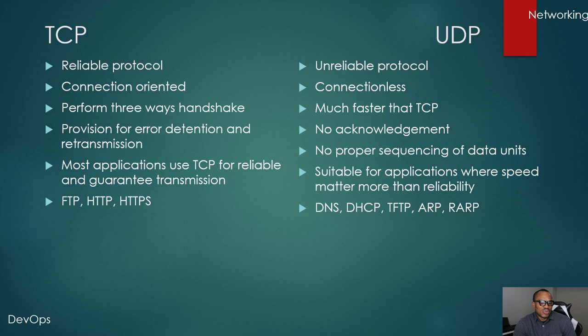and most applications that need reliable and guaranteed transmission use TCP. And UDP is suitable for applications where speed matters more than reliability. An example of applications that use TCP is HTTP, or Hypertext Transfer Protocol Secure, which is HTTPS. Examples of protocols that use UDP are DNS, DHCP, and so on and so forth.